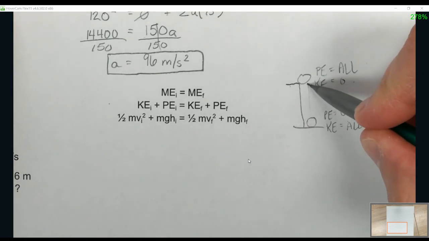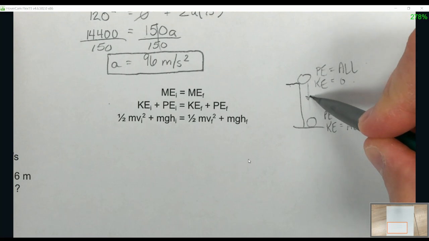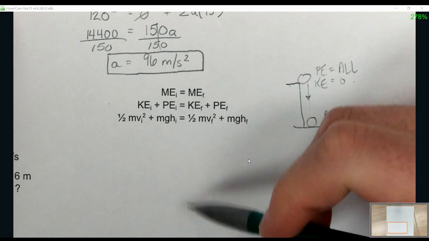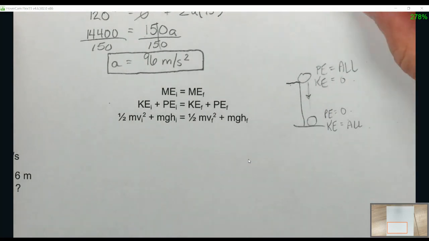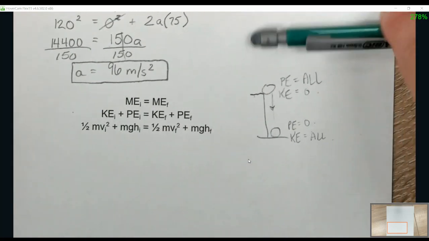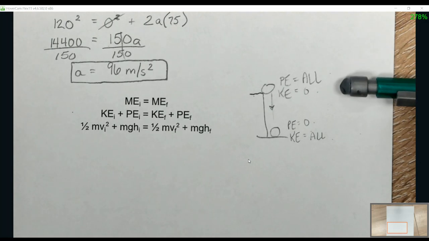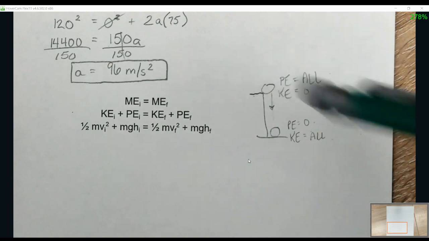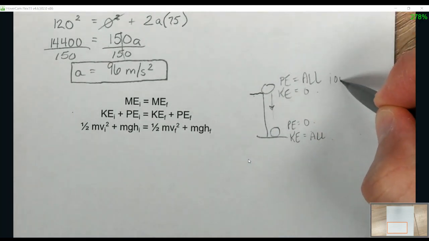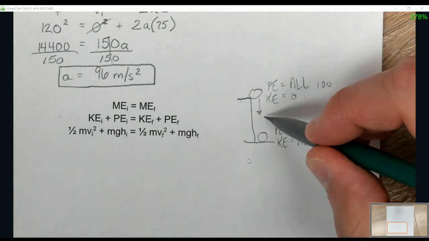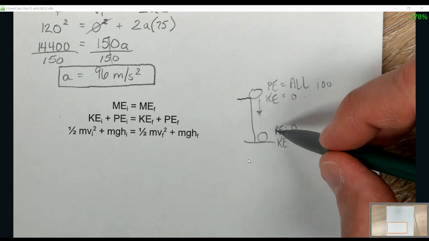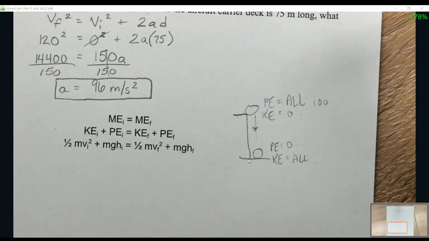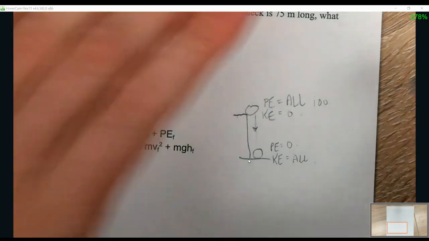This is meeting somewhere in the middle. As you fall, you're going to lose height. Potential energy is mass times gravity times height, so the higher up something is, the more potential energy it has. As something falls down, it's losing its height, but what is it gaining as it falls? It's gaining velocity. So hypothetically, that was 100 joules, and somewhere in between it could be 60-40, 50-50, 30-70. It's going to be a combination of that.